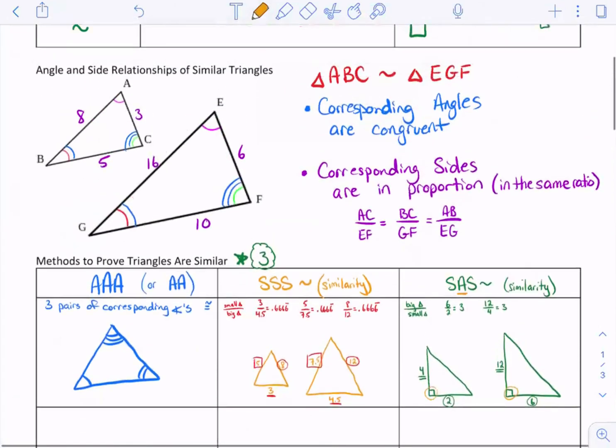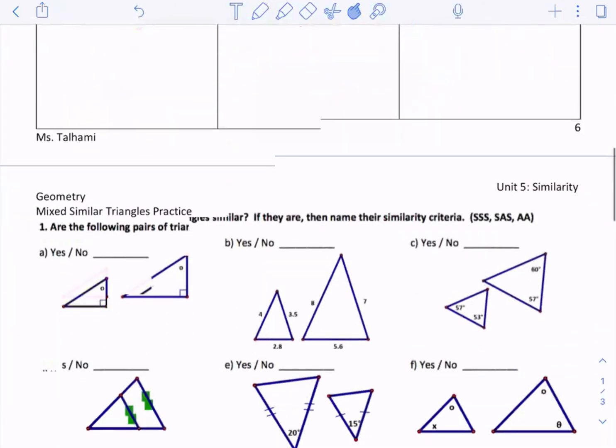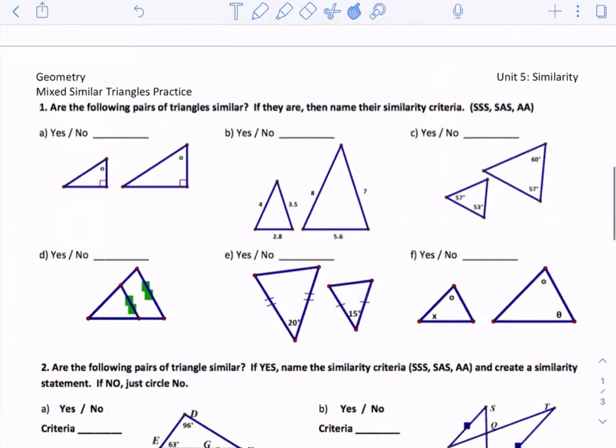So these are your 3 methods to prove triangles are similar. If you need to pause it and take some notes, please do so. So let's move on to some examples. So, I want you to just take a look at these.